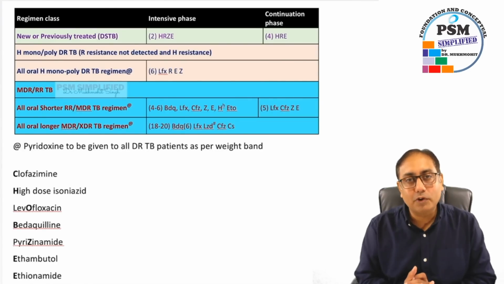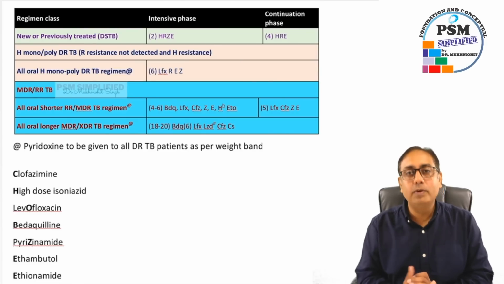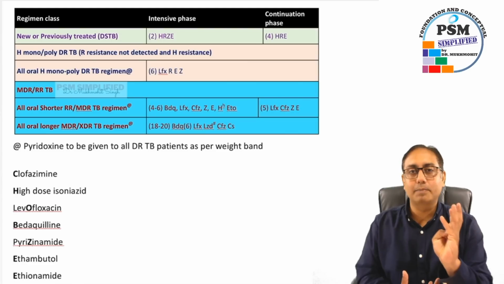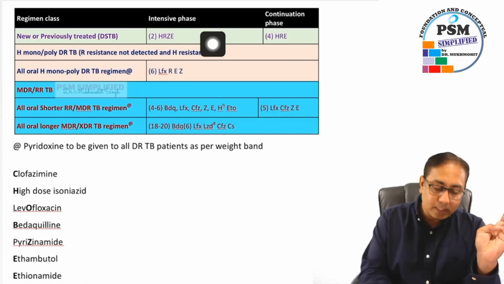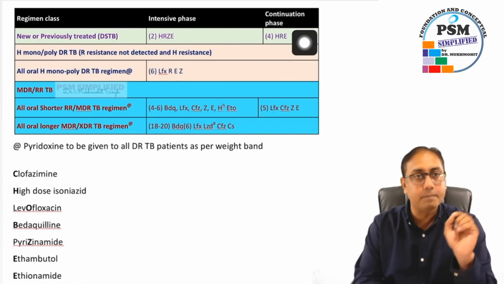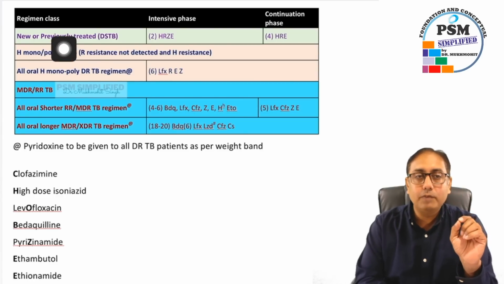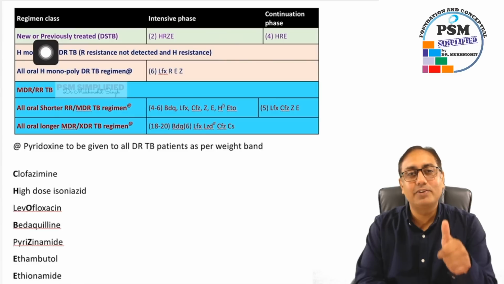The TB treatment, we have talked about a lot of regimens in our lectures and sessions. A very quick review: you should know that there is something called drug-sensitive TB. What is the regimen we give for drug-sensitive TB? We give 2 months of HRZE plus 4 months of HRE. What is the drug regimen which we give for H mono-drug-resistant TB? H mono means only isoniazid drug resistant.